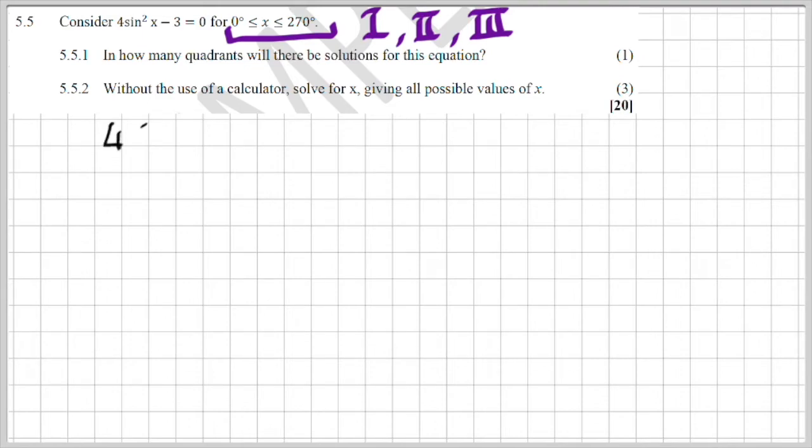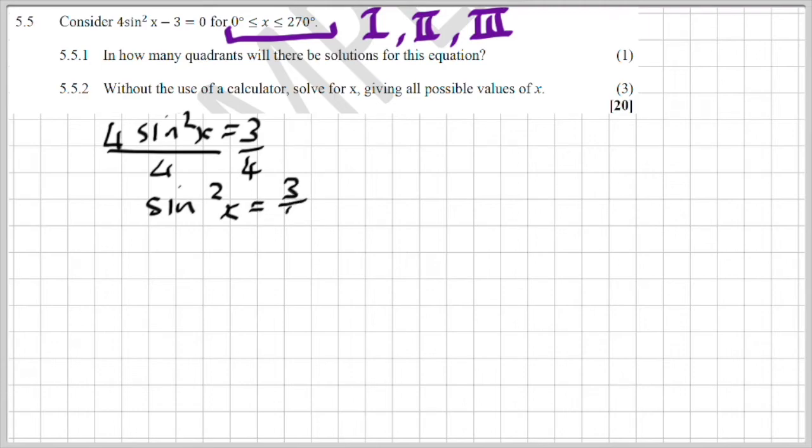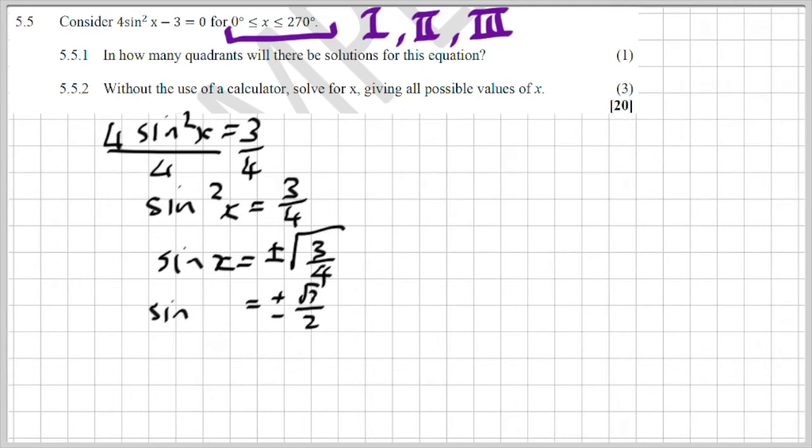So I'm first of all going to try and get sin squared alone. So transposing the 3 or adding the 3 on both sides, then I've got sin squared x being 3 over 4. Taking the square root on both sides leaves me with a plus minus in front of the square root. That is very, very important, which means sin x is plus minus the square root of 3 over 2.